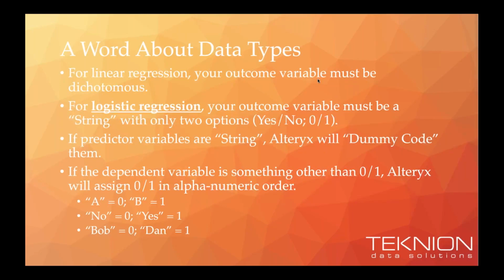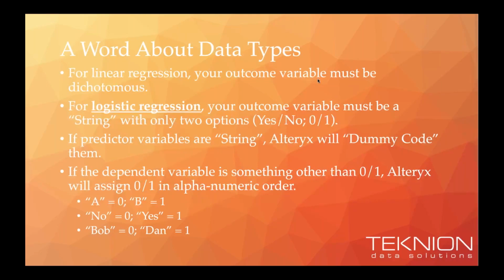Or if you coded it no or yes, then no would be the 0 because N comes before Y, and yes would be 1. Or if your outcome variable is coded like Bob and Dan, what we would be looking at is the probability of being Dan. So Bob would be coded to 0 and Dan would be coded to 1.